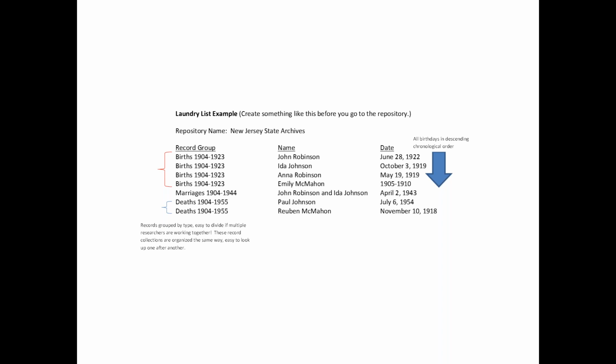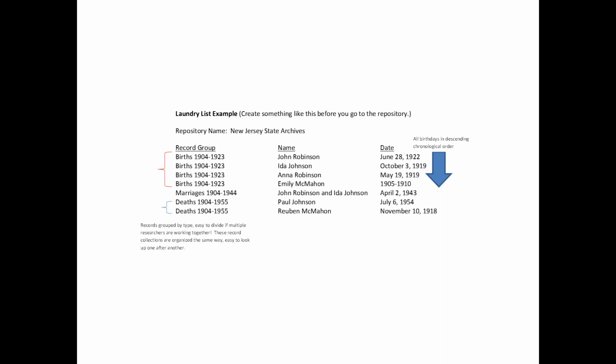I've made sure that each person that I'm looking for is clearly identified. And I've grouped records that are in the same collection together. So all of the births are together, all of the marriages are together, and all of the deaths are together. And this can be something really useful if you're going with a group of people and you'd like to divide and conquer. Somebody can do all the births, somebody can do all the marriages, somebody can do all the deaths.